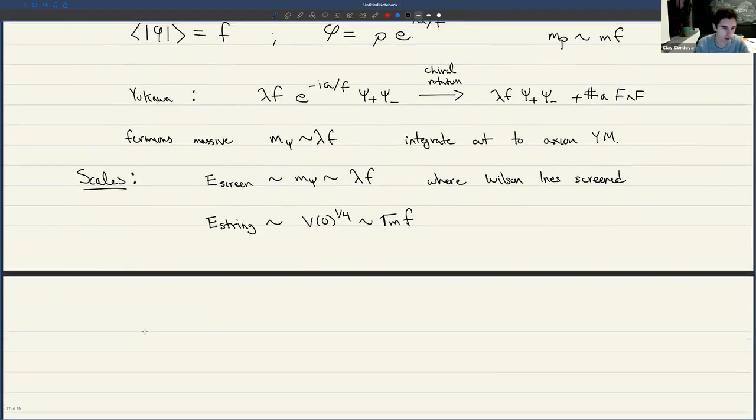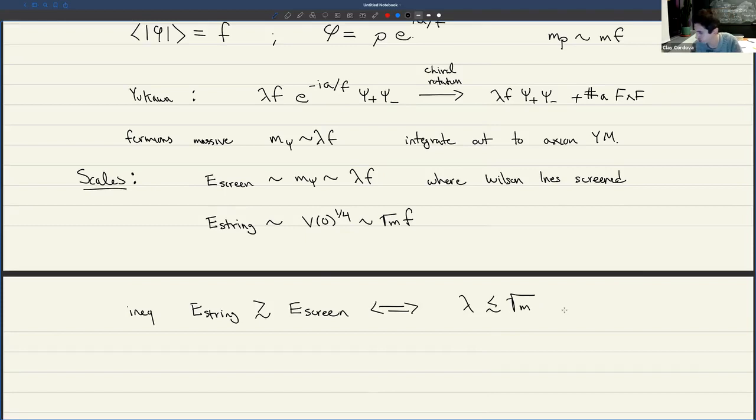Okay, so the inequality E string greater than or equal to E screen now says a little bit interesting. Now it says that lambda, the Yukawa coupling, is less than or equal to square root of m, this potential scale. This is an inequality among dimensionless coupling constants in a Lagrangian. So you could ask, why is this true? Is it true? So I claim that this is true, though not in a completely obvious way, that this Yukawa coupling is less than this potential term.